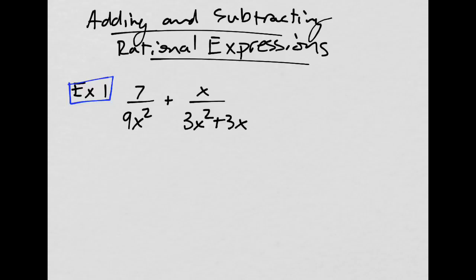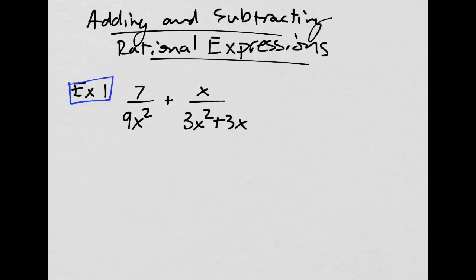On the warm-up, we added, what? On the warm-up, we added and subtracted fractions. Here we have fractions, except for their expressions. What did we do on the warm-up for 1 and 2? Do you guys remember? We factored. What did we factor specifically? We factored the bottom, the denominators.